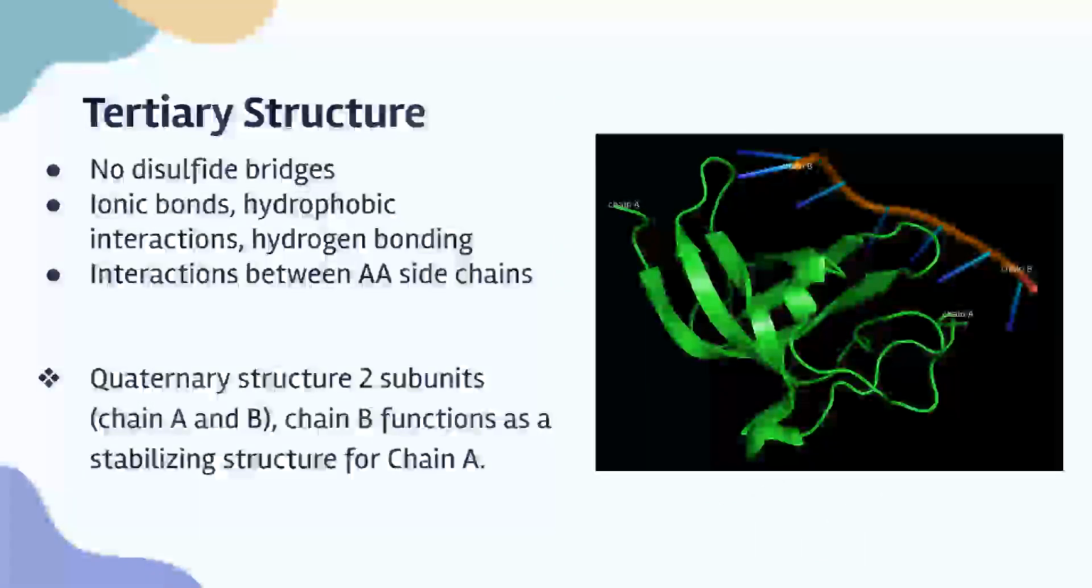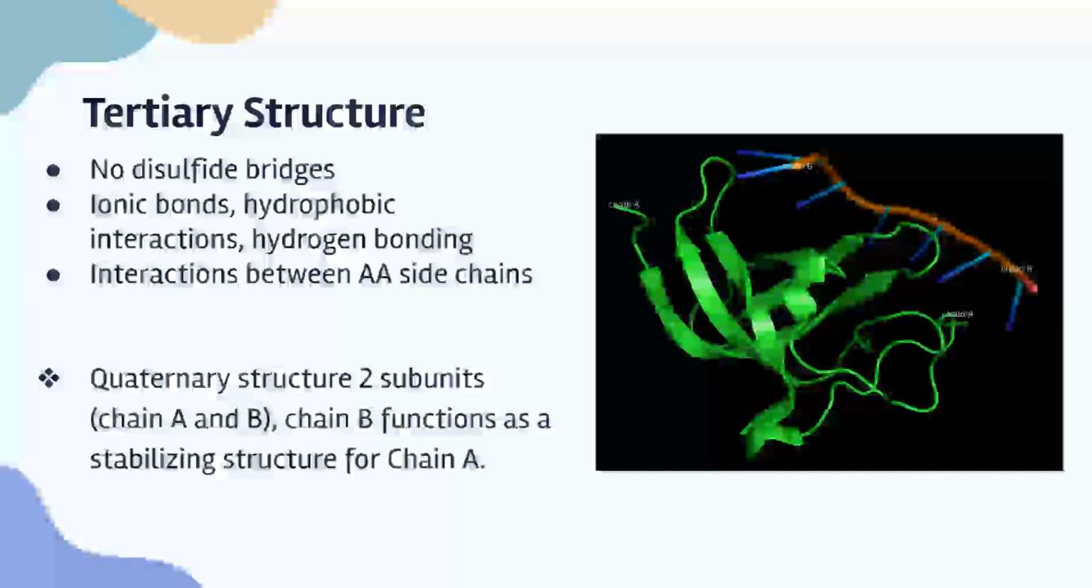The tertiary structure of proteins results from the folding interactions between R groups that are close together. So this would include ionic bonds, hydrophobic interactions, and hydrogen bonding. And there are no disulfide bridges within this protein.